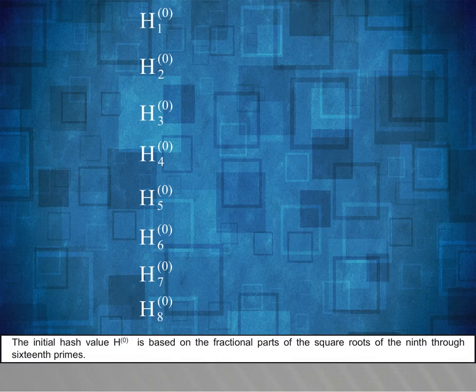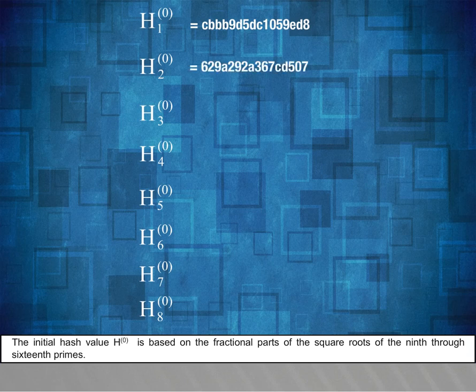h1 power 0 is equal to CBBB 9D5D C105 9ED8. h2 power 0 is equal to 629A 292A 367C D507. h3 power 0 is equal to 9159 015A 3070 DD17. h4 power 0 is equal to 152F ECD8 F70E 5939.